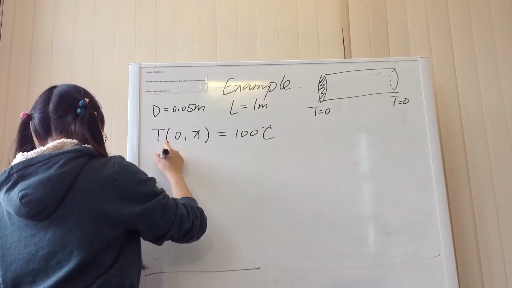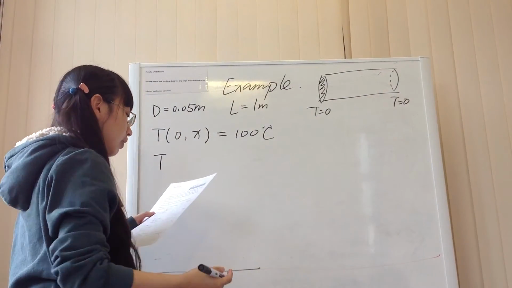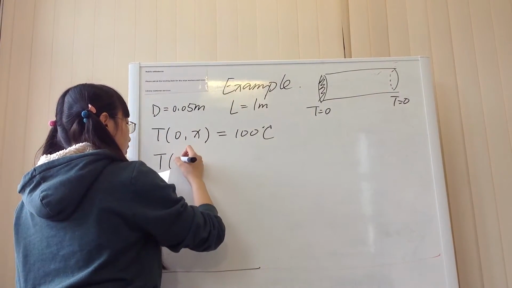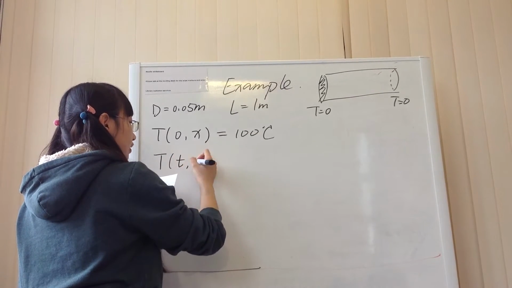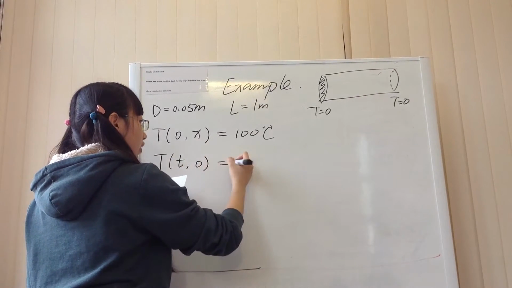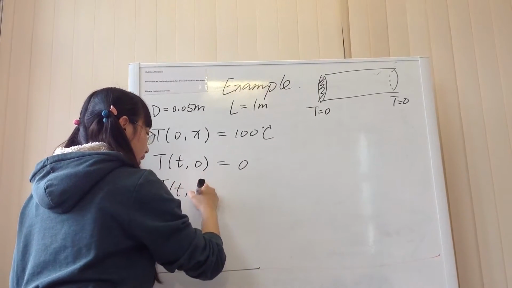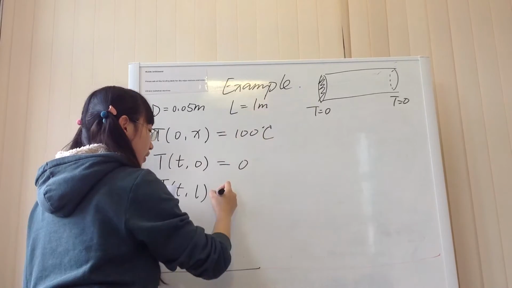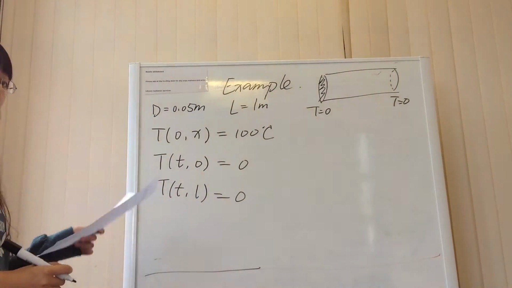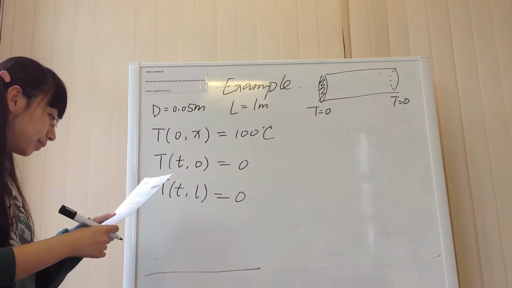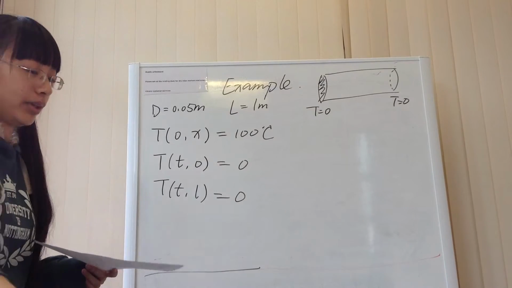And then, because these two sides, he said, are kept at 0 degrees C, whatever the time it is, at x equals 0, it becomes 0. And whatever the time it is, when x becomes L, which is 1 meter, it becomes 0. So here are the three boundary conditions we consider. Then he asked to carry out a heat balance on this element.